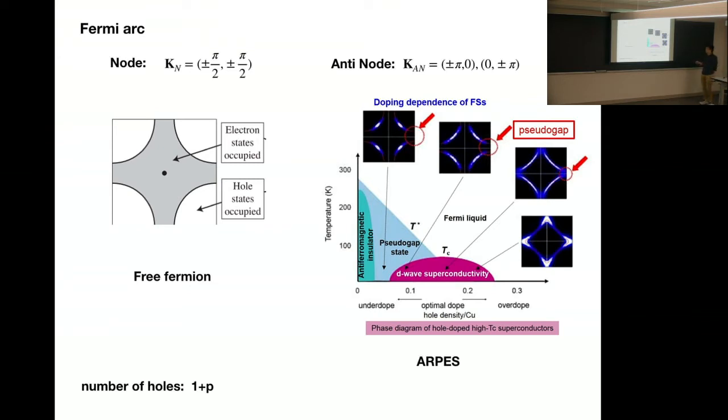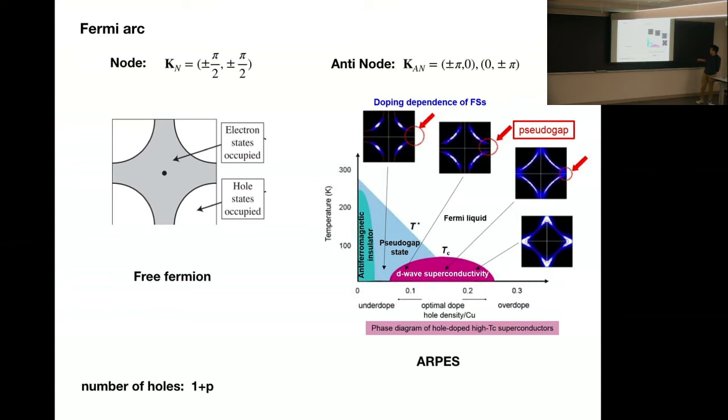I will just discuss some of the properties which are essential for the pseudogap. The first one is the Fermi arc. First, you can calculate the band structure for just the free fermions. You ignore the interaction and calculate the band structure based on tight binding. You find that there is a whole Fermi surface centered at (π, π). This is the free fermion result. Then you can measure the Fermi surface by ARPES, of course, at high temperature.